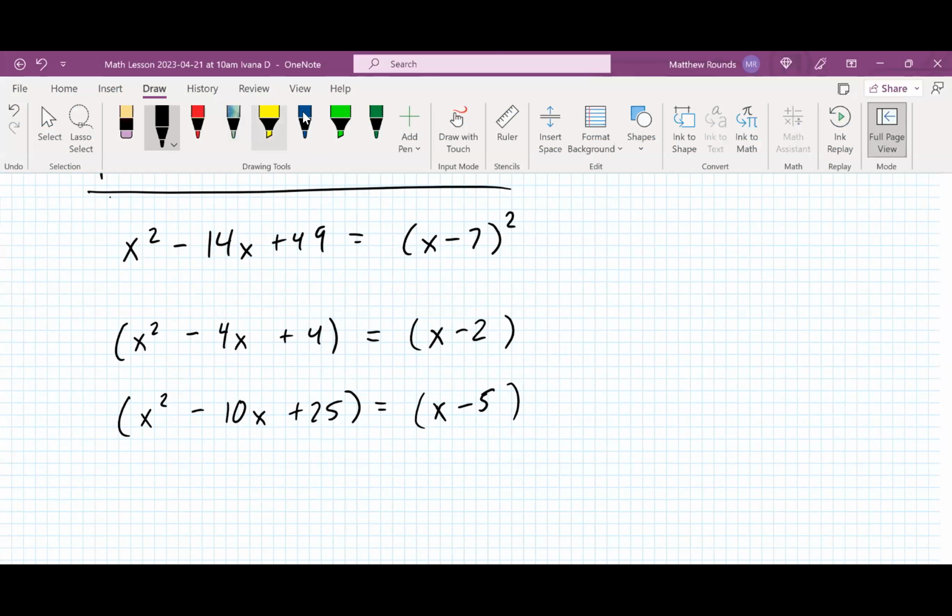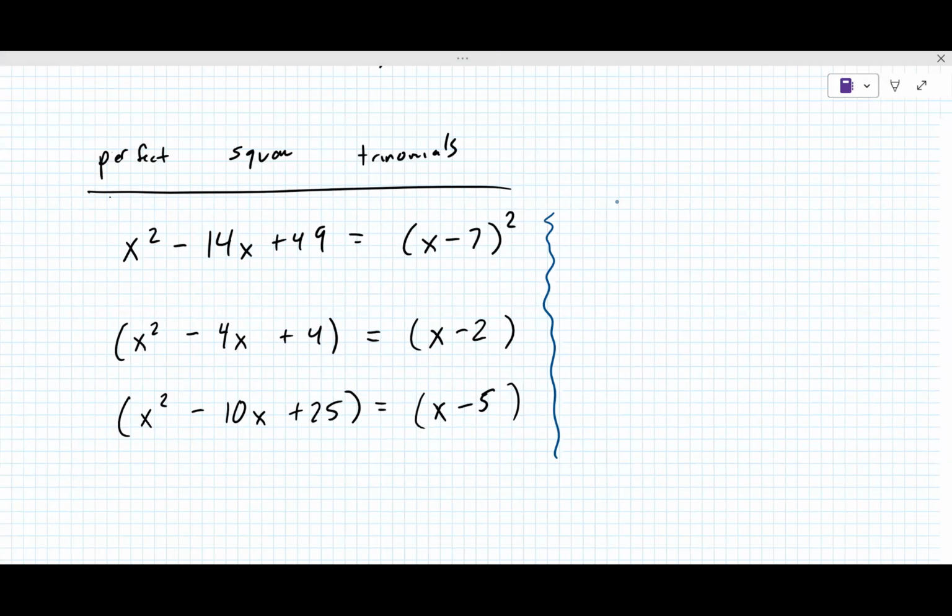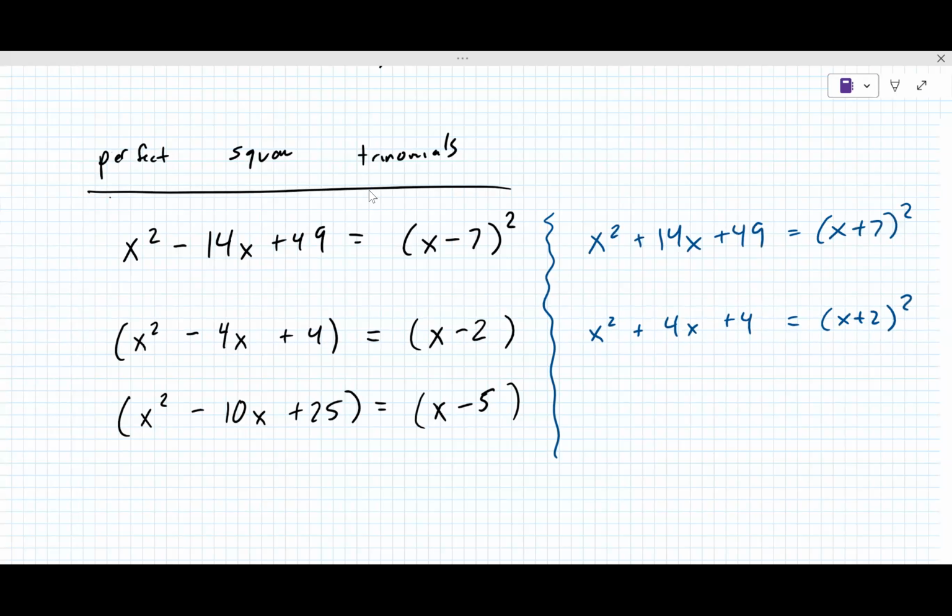Similarly, let me do this in blue, there are the positive ones. So x squared plus 14x plus 49 becomes x plus 7 squared. X squared plus 4x plus 4 becomes x plus 2 squared. Do you notice the only difference is the sign here and the sign in the answer? Yeah. Okay. The last one here, x squared plus 10x plus 25 equals x plus 5 squared.